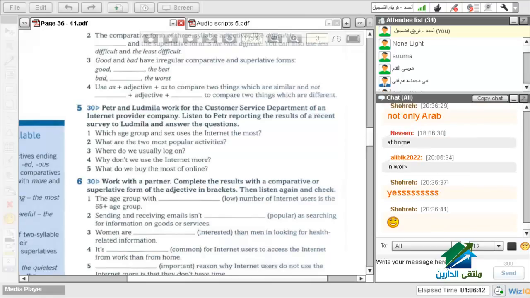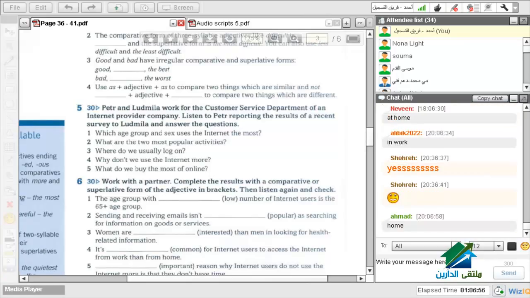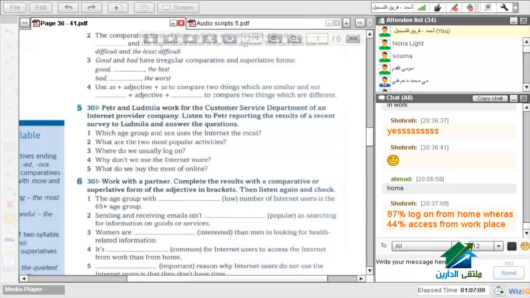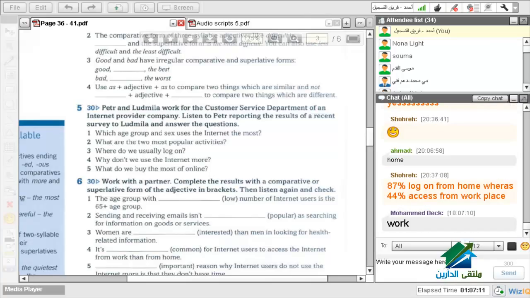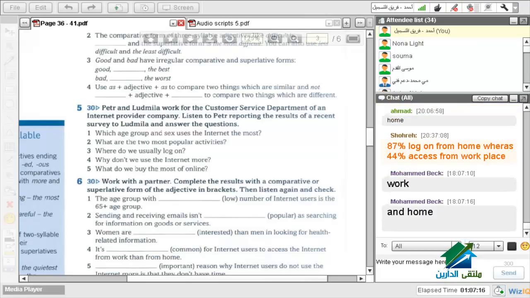Okay. Question number 3. Where do we usually log on? From work or from home? Usually people log on from home or from work? From home. Because the survey says, 87% log on from home and 44% access it from work. Number 4, why don't we use the internet more?